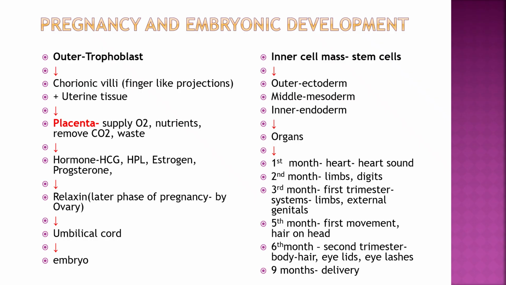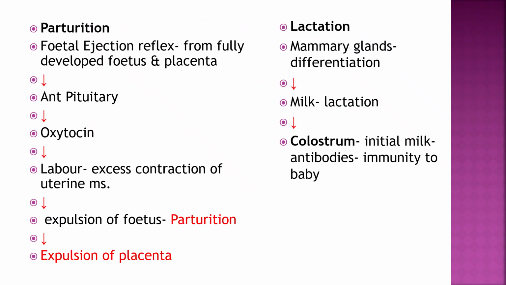Fifth month, the first movement of the baby is felt by the mother. Hair on the head is there. Then 6 months, second trimester, body hair, eyelids and eyelashes are formed. And then at 9 months the complete fetus is formed, and then it is delivered. So parturition is the fetal ejection reflex from the fully formed fetus and placenta.